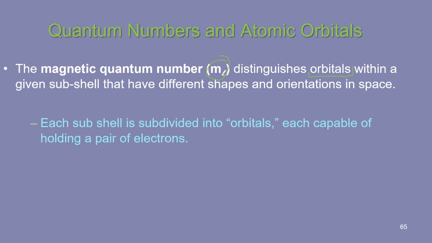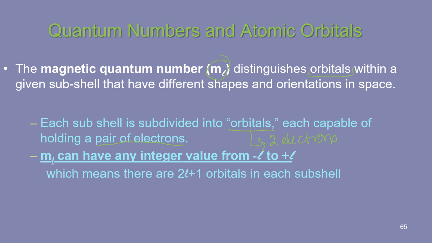So each subshell, like I said, is subdivided into orbitals. And any orbital of any kind can hold 2 electrons. The rule for m sub L is that m sub L can be equal to any integer value from negative L to positive L. So let's work through that.